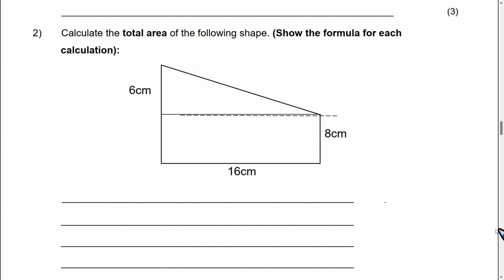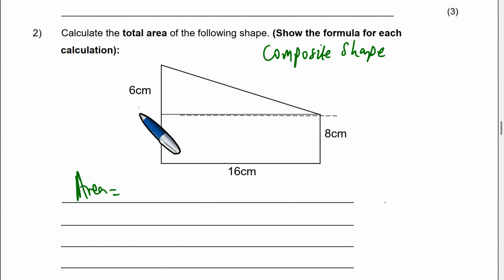All right. To find the total area of the following shape, what you need to do is perform a couple of computations. You can see that this is called a composite shape. Therefore, the area is the area of the triangle, which is half base by height, plus length by breadth.